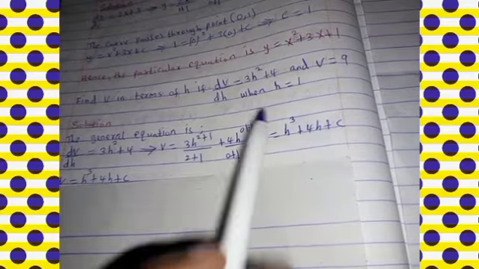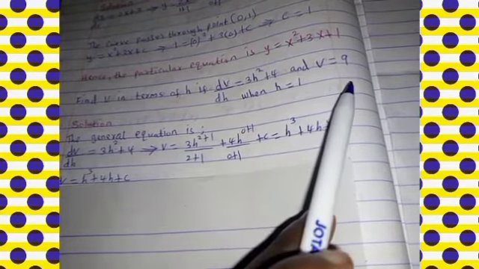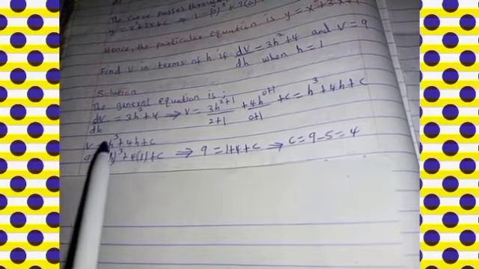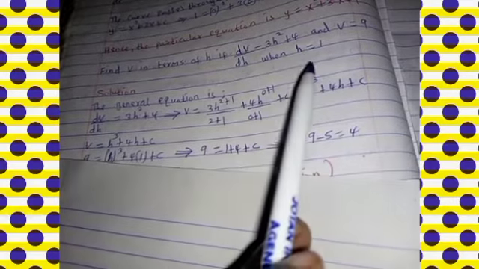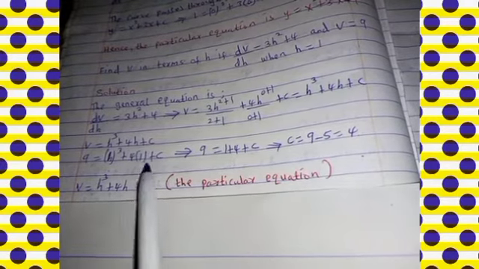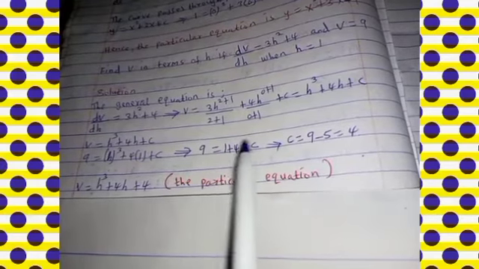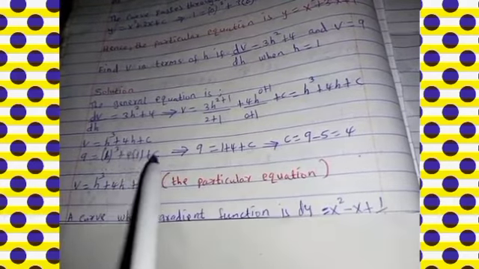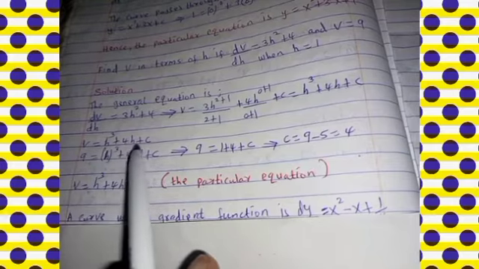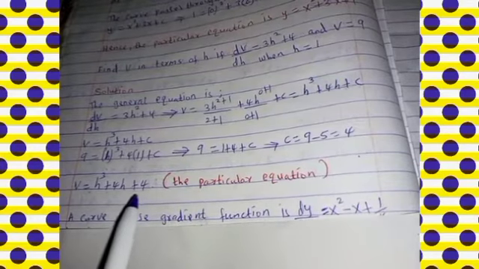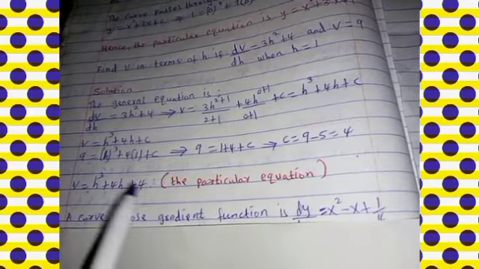So to get the value of c, we substitute this condition: h is equal to 1 and v is equal to 9. We are going to substitute here. Where you have v, you write 9. Where you have h, you substitute with 1, since h is given there as equal to 1. So 1 cubic is 1, 4 times 1 is 4, plus c. So this is 5. C is equal to 9 minus 5, which is 4. Then you come to this: v is equal to h cubic plus 4h plus 4. You substitute your value of c there as shown. So the particular equation is this one.